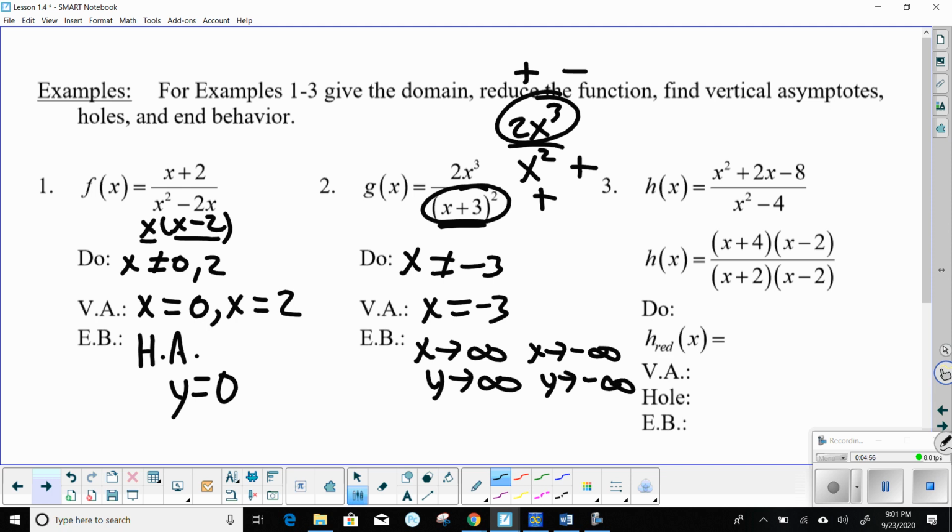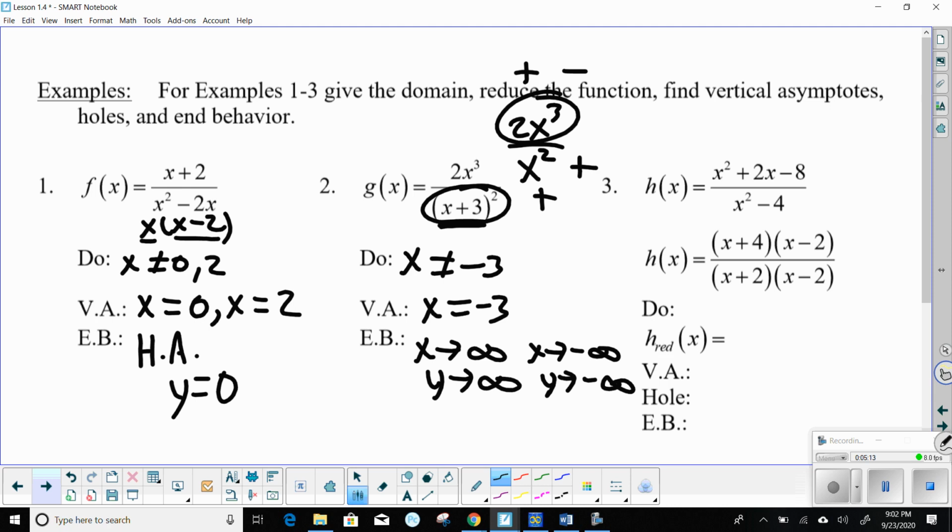So what that means really, as I go to the right, as x goes to infinity, y goes to infinity, so the graph goes up to the right. As I go to the left, x goes to negative infinity, y goes to negative infinity, which means it's going down.